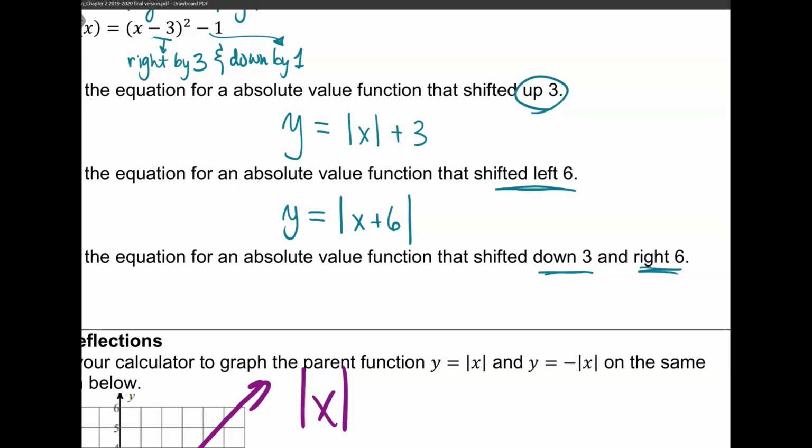Ruby, do you know? I think so. Okay. y equals absolute value of x minus 6, and then outside plus 3. Minus 3. So it's minus since it's down. Okay.